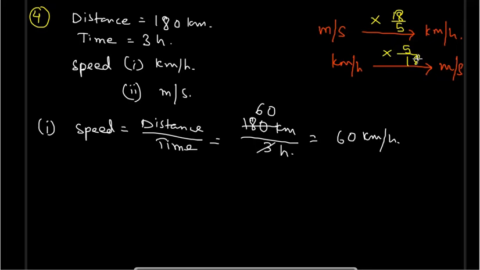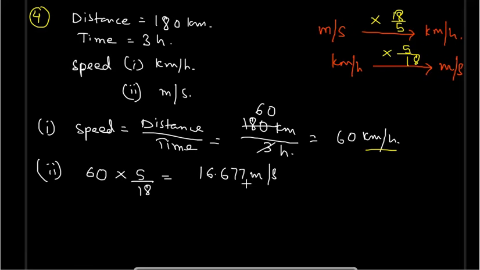I told you I will discuss at the end of the video. Okay, so for now we have to convert from kilometer per hour to meter per second. So what do we do? We multiply 60 with 5 upon 18. All right. If you do this, you are going to get an answer of 16.677 meter per second. Okay, this is my calculation. Please redo yourself and check the calculation.